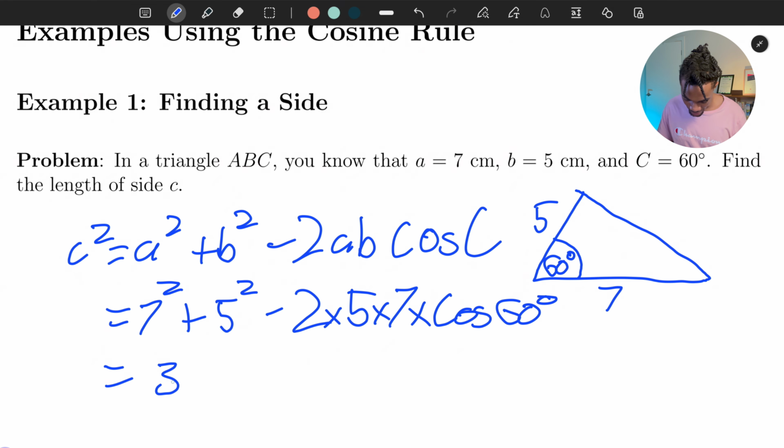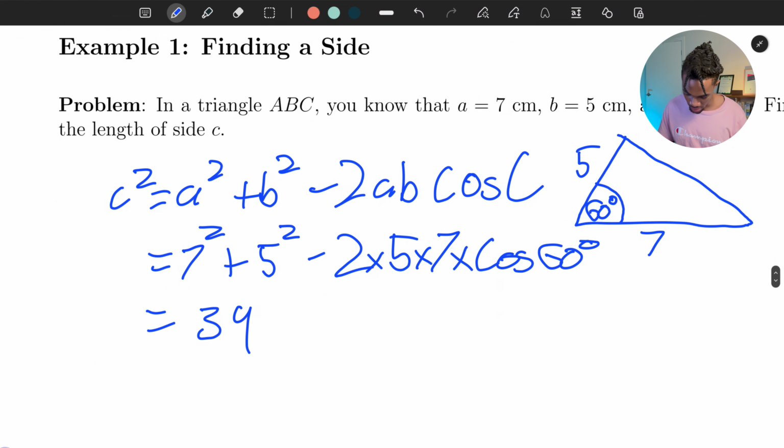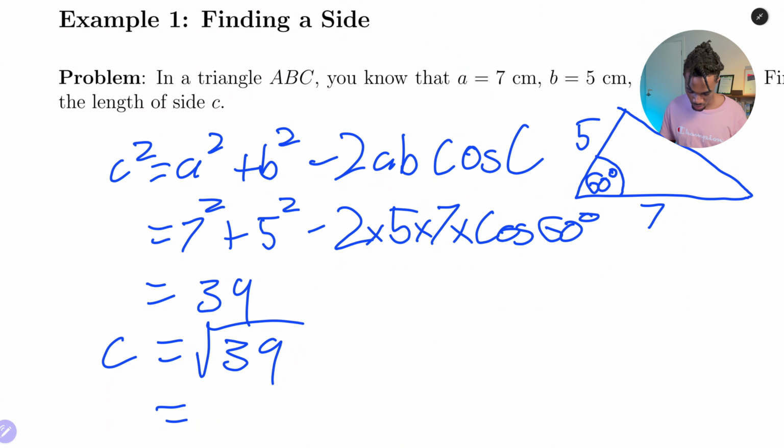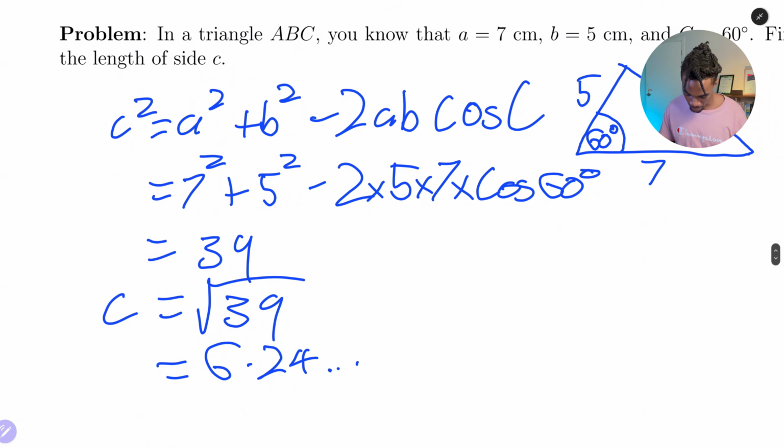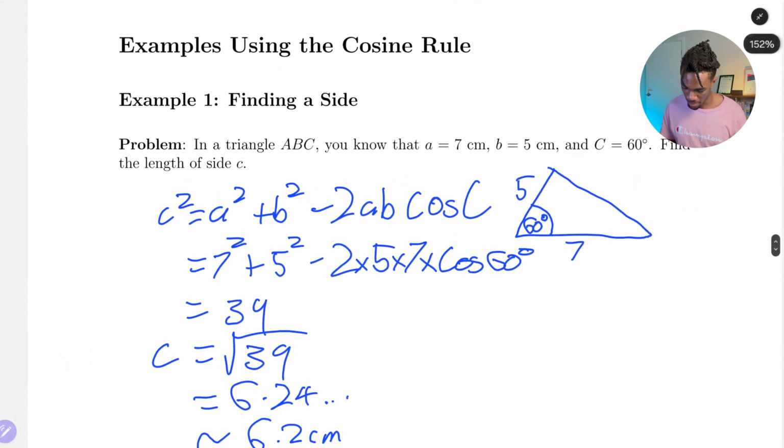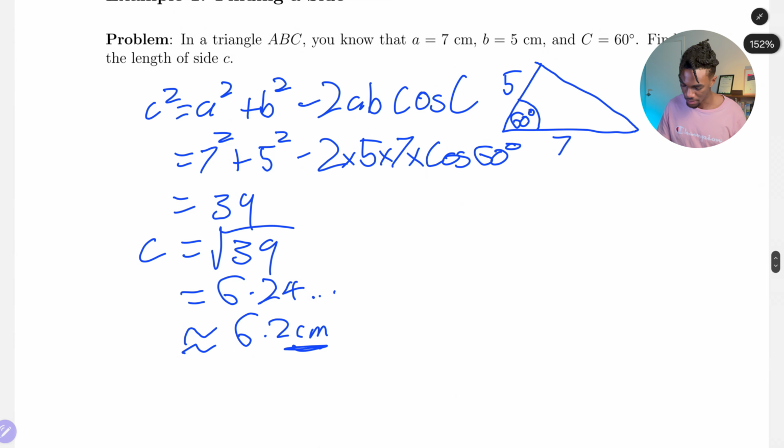That equals 39. And then we say C is equal to the square root of 39, and that equals 6.24..., approximately equal to 6.2 centimeters. Make sure you always put your units here as well.